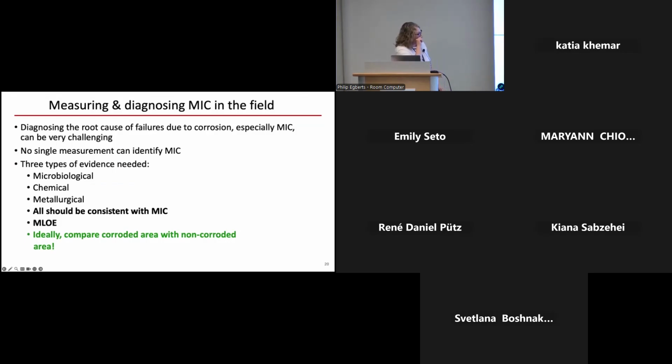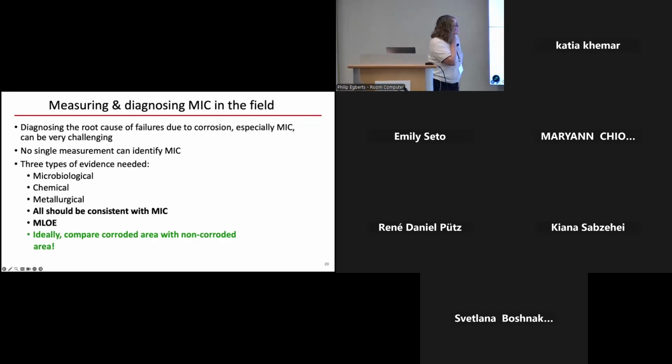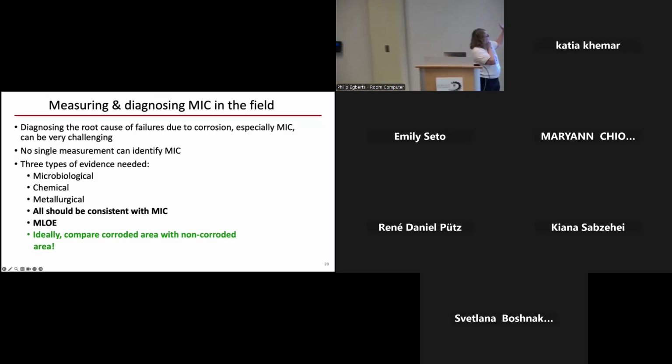Okay. So I'm going to have a few slides talking a little bit about measuring and diagnosing MIC in field samples. There was some discussion at the end of my last presentation about diagnosing the root cause of failures due to corrosion, what kind of mechanism happened. Especially microbial corrosion can be very challenging, and that's because there's no single measure that can identify MIC. This absolutely MIC happened, right?